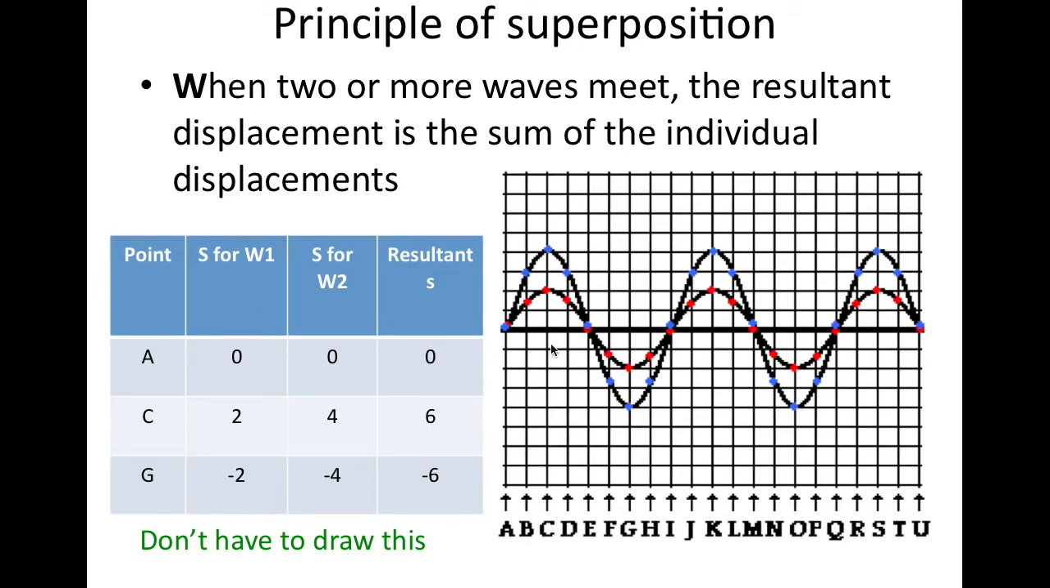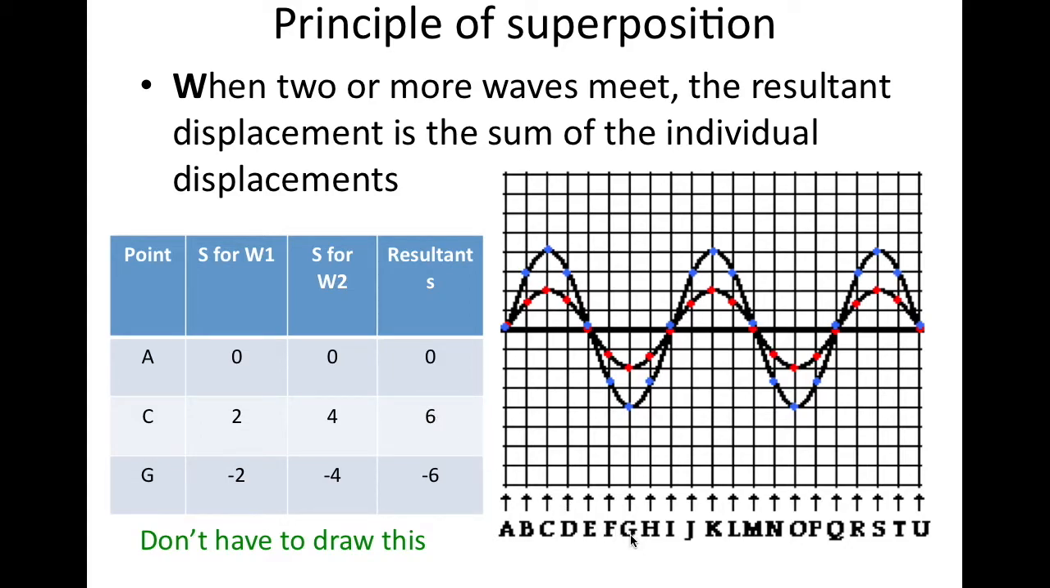Point C shows that the red wave has a displacement for 2 units, which is located here. And for the displacement for the second wave, we are twice that, so we have 4 units for the amplitude. The resultant, because this is above the x-axis, we know that we have to add them. So we get a total of 6 units.